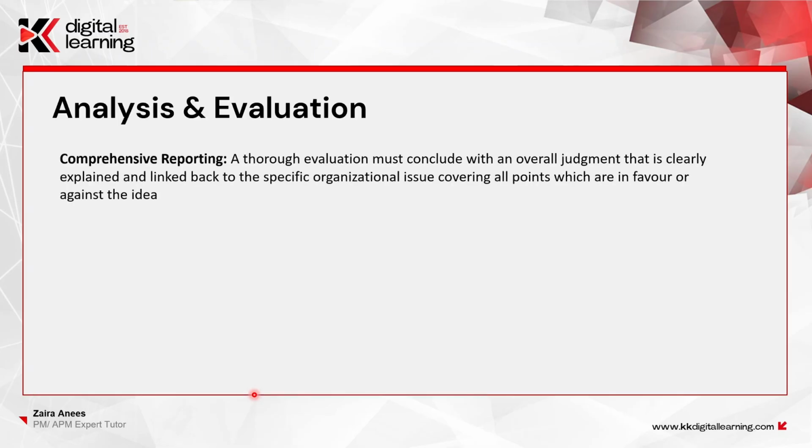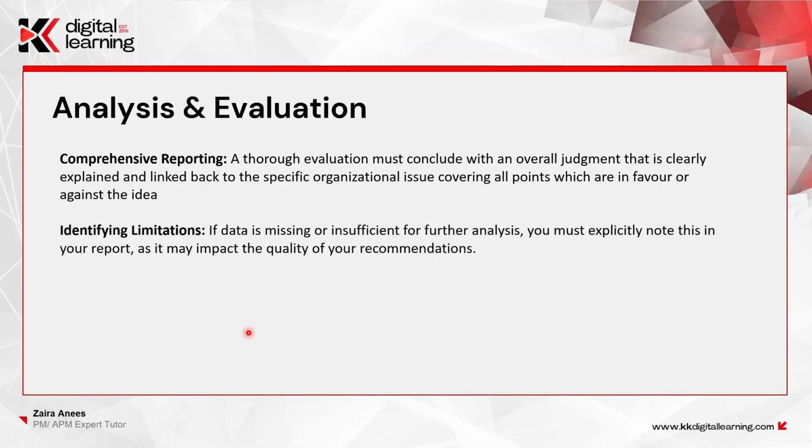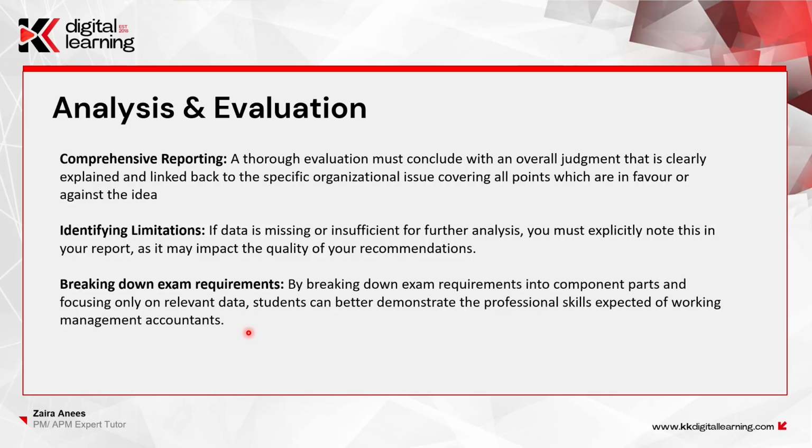Then comprehensive reporting. Evaluation has to be concluded by something. If I'm saying you evaluate this, you must conclude it with a single line, and whatever you are concluding has to be justified with the reasoning that why you are concluding this, right? So it's just a summary of whatever you discussed. And in case of any limitation, insufficient information, or missed data, you have to identify that. The best idea is to break down the information you have into components of what the examiner wants you to do. See what the examiner wants you to do, break it into different parts, see what you can write in each part, and then start writing. This is extremely important, right?